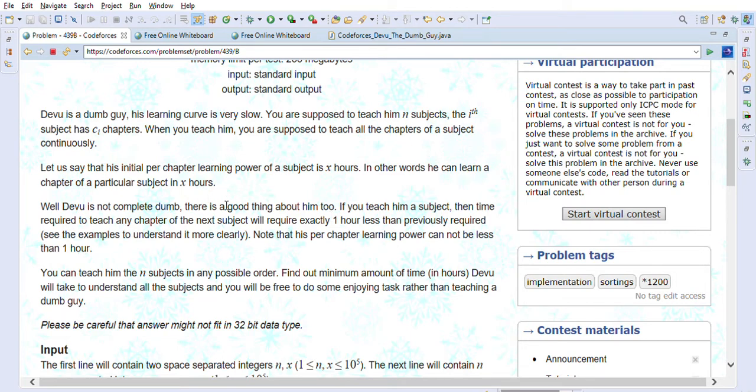Well, Devu is not completely dumb. There is a good thing about him too. If you teach him a subject, then the time required to teach any chapter of the next subject will require exactly 1 hour less than the previously required time. Note that his per chapter learning power cannot be less than 1 hour. It means that at least 1 hour he will always need, right? So it cannot be less than 1 hour. You can teach him the n subjects in any possible order. Find out the minimum amount of time in hours Devu will take to understand all the subjects, and you will be free to do some enjoying task rather than teaching a dumb guy.